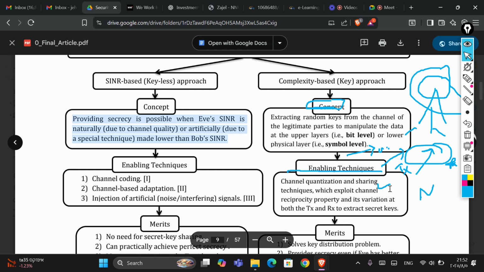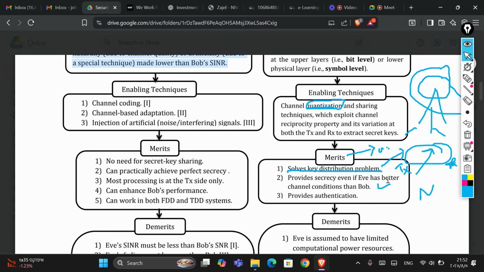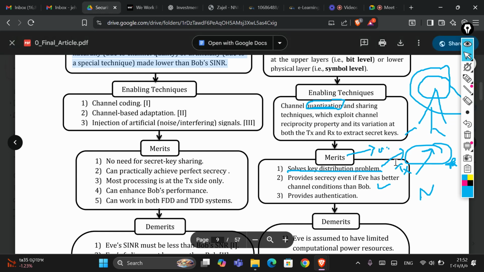But here, it's not a condition at all. It's not a condition because the random sequences that we extract, we generate them from the small scale fading channel, not the large scale fading channel. So having the receiver close to or far from the base station or access point doesn't matter much as long as we have a rich scattering channel. So that's a very important point.